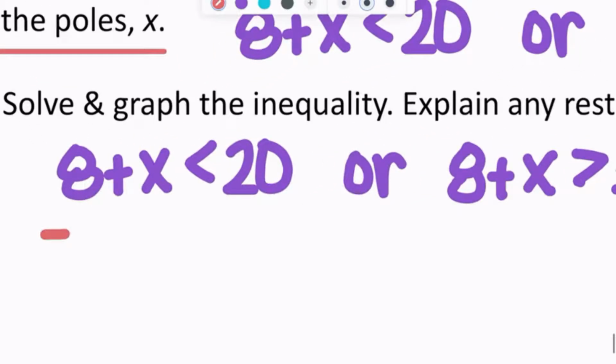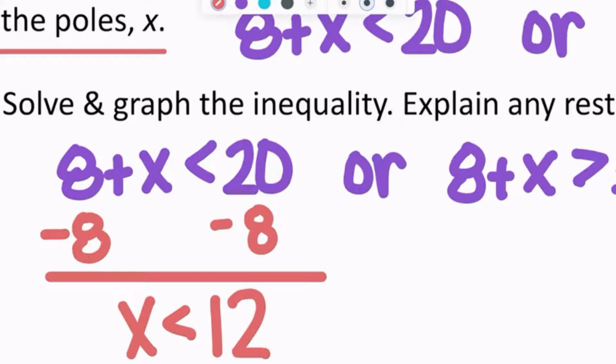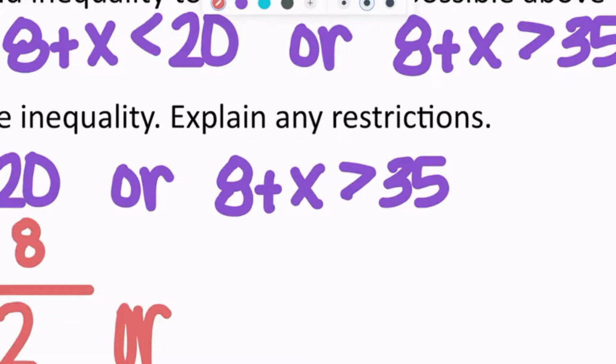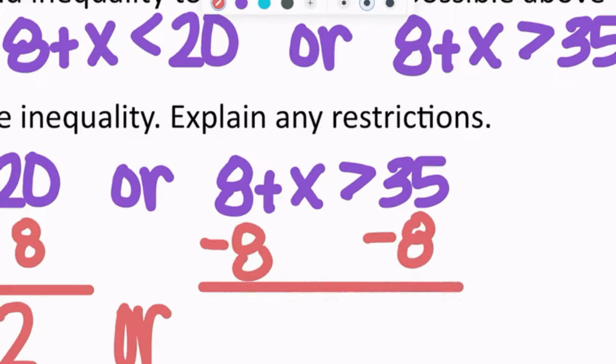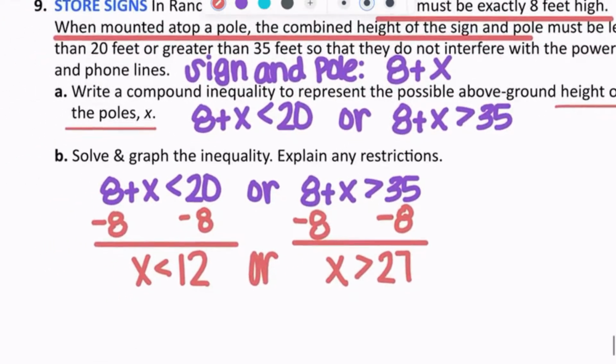So when I solve the first one, if I subtract 8 from both sides, I get that the height of my pole must be less than 12, or, subtracting 8 from both sides, that the height of my pole must be bigger than 27. And again, we are talking about feet.